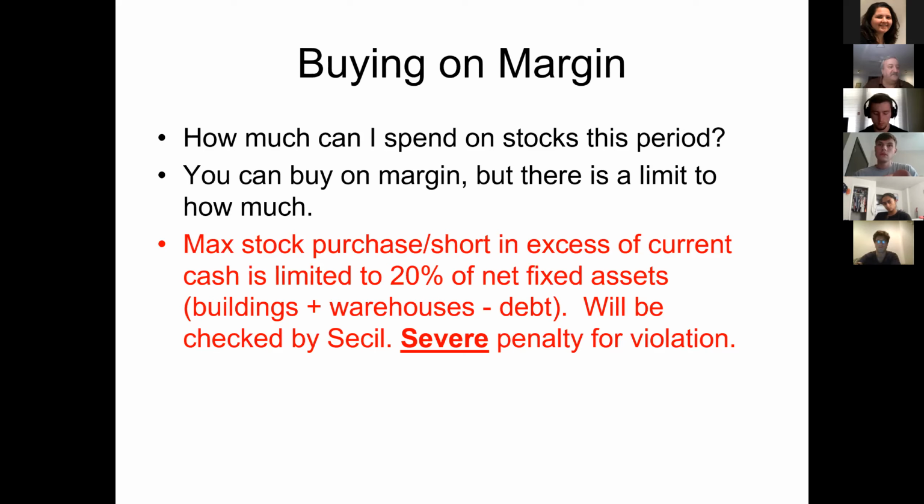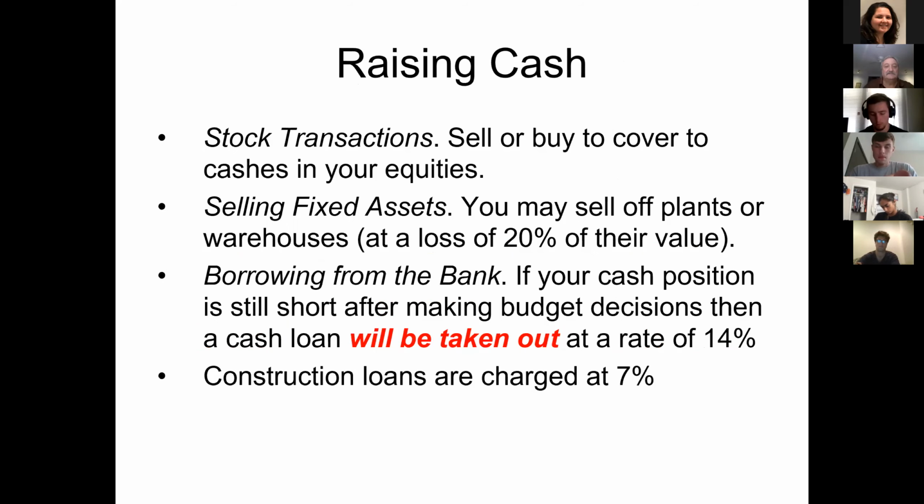Yeah, tough. You can't buy an unlimited number of shares, right? You can borrow a little bit of money to buy stocks, but there's a limit. Okay, how can you gain cash? Well, you can sell, you can get out of the market if you're in the market. You can sell plants and warehouses, but you lose 20%, or you can borrow from the bank.